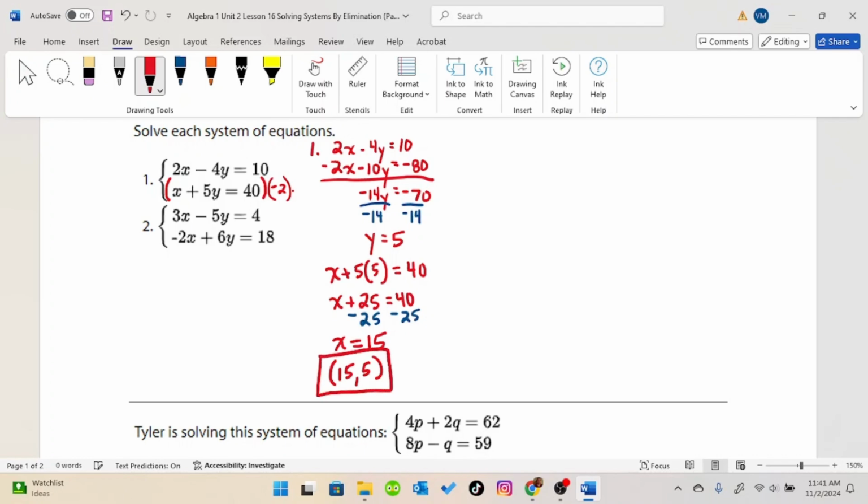This is the point that solves both equations, and if you were to graph them, it is the point at which they would cross.